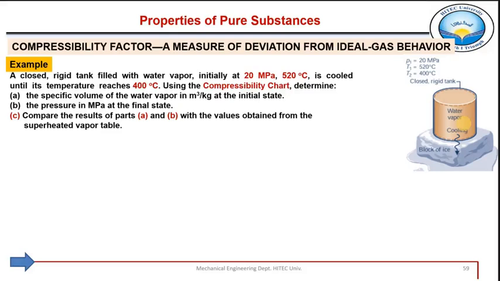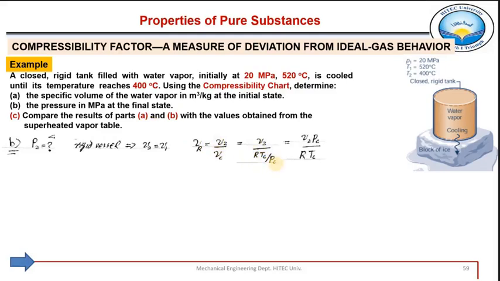So now for point 2, P2 is to be calculated, and it is a rigid vessel, that's why volume will not change, so V2 will be equal to V1. And V1 we have already calculated in part A. What else? With the help of this, we can find out VR, V2 over V critical, and V critical we have to calculate using this equation, RT critical over P critical, or in other words, V2 into P critical divided by RT critical.